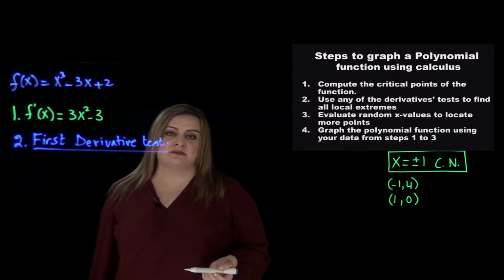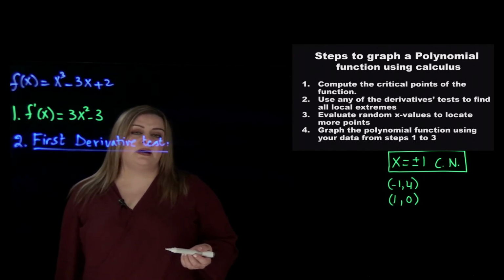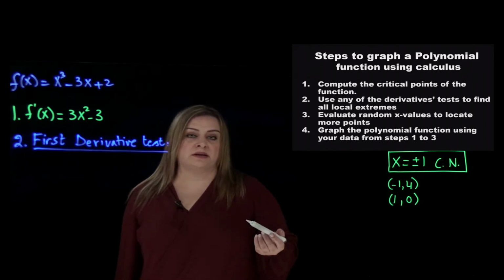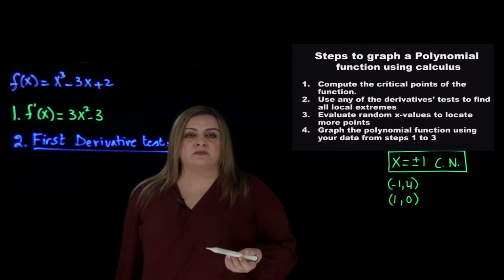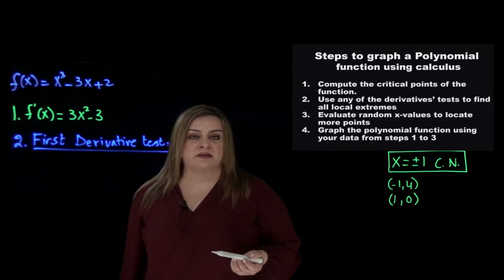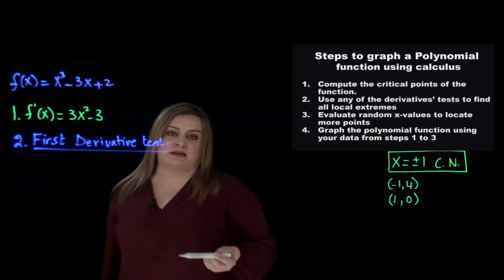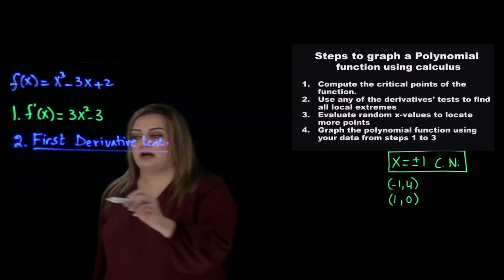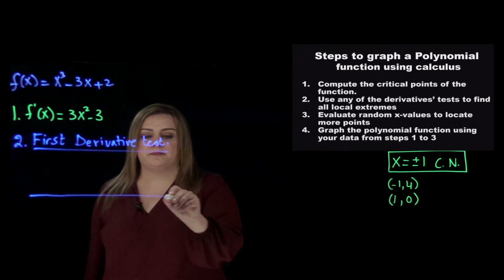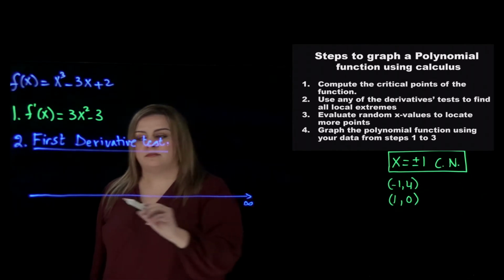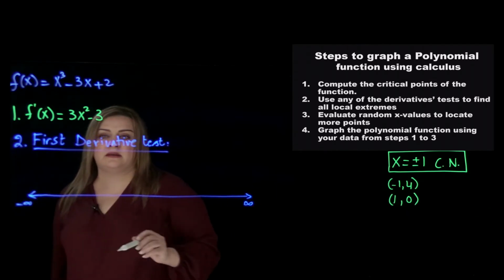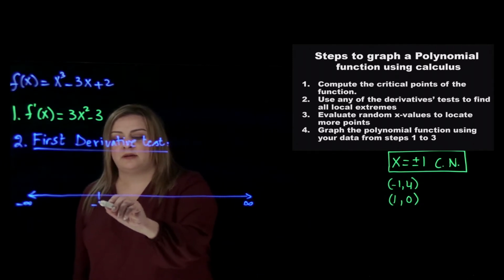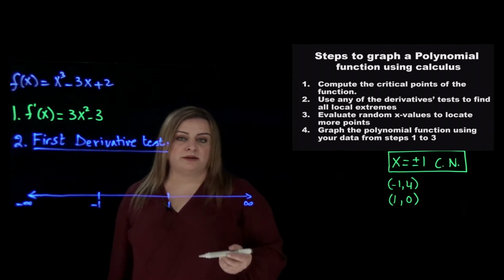Now to apply the first derivative test, we have to find the sign of f prime of x around the critical numbers. We know that f prime of x is the slope of the tangent line to our graph f of x. We will do so by first graphing the number line. So I will start by graphing the number line, then label my critical numbers -1 and 1.